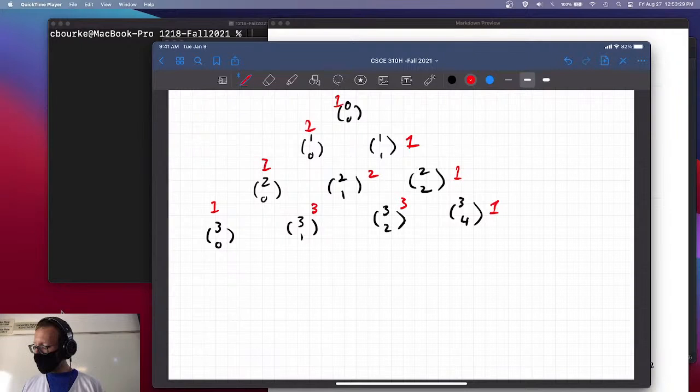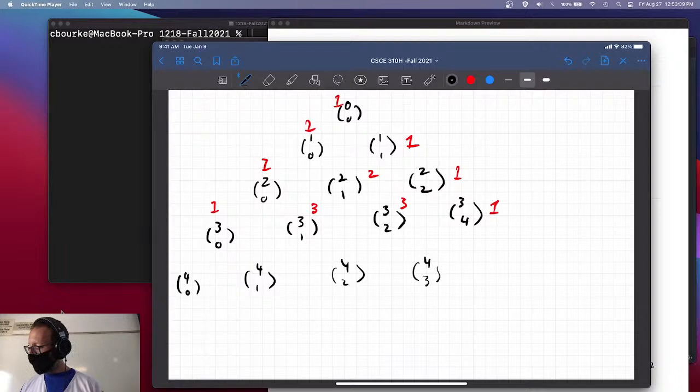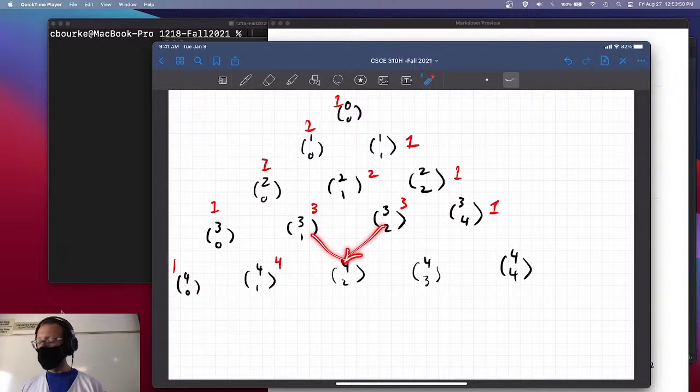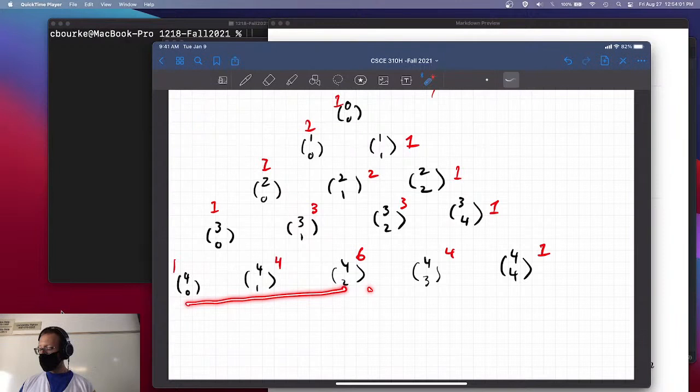I'll go one more. 4 choose 0, 4 choose 1, 4 choose 2, 4 choose 3, 4 choose 4. 1, what's it going to be here? 4. All you have to do is take the two immediately above it and add them together, and that pattern starts to emerge. Right? And you see that it's symmetric. 1, 4, 6, 6, 4, 1.